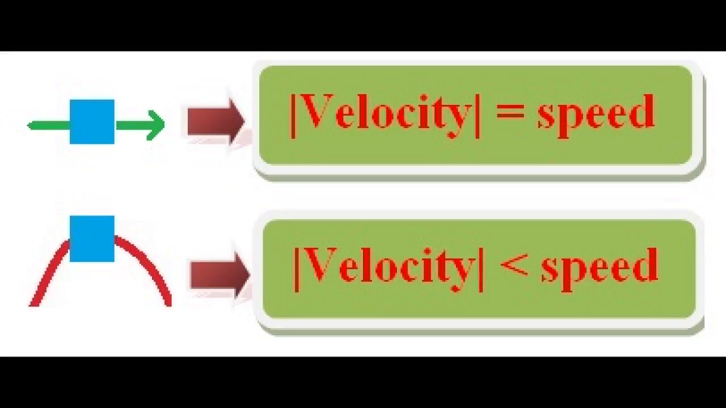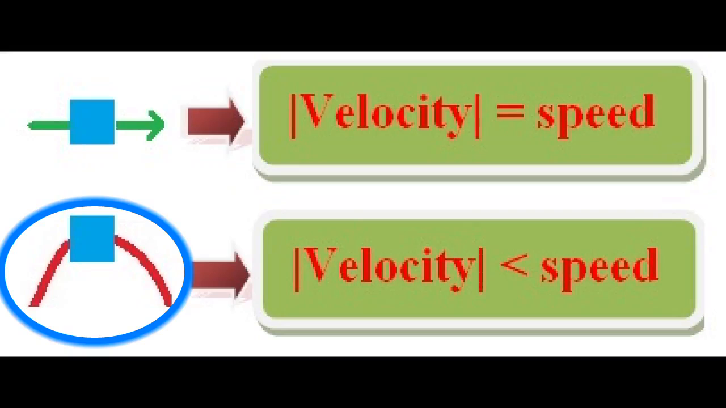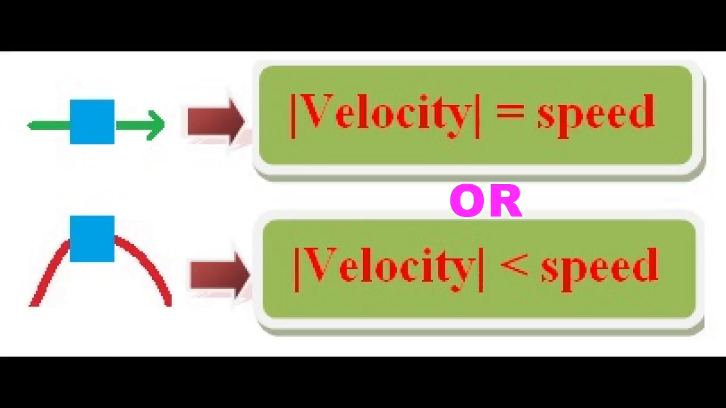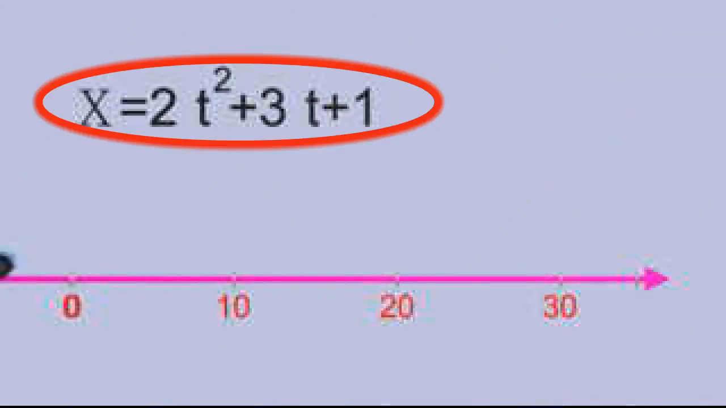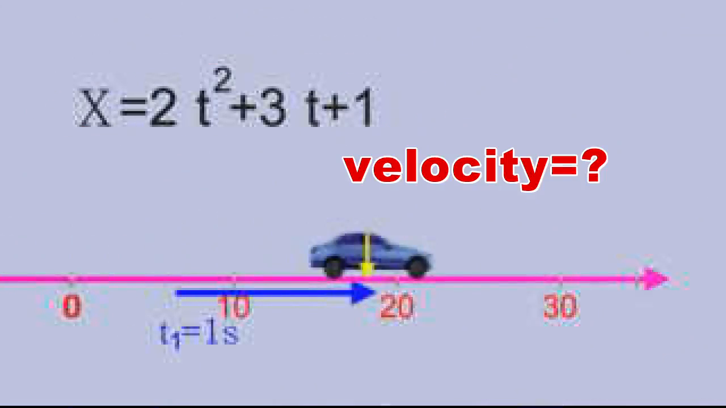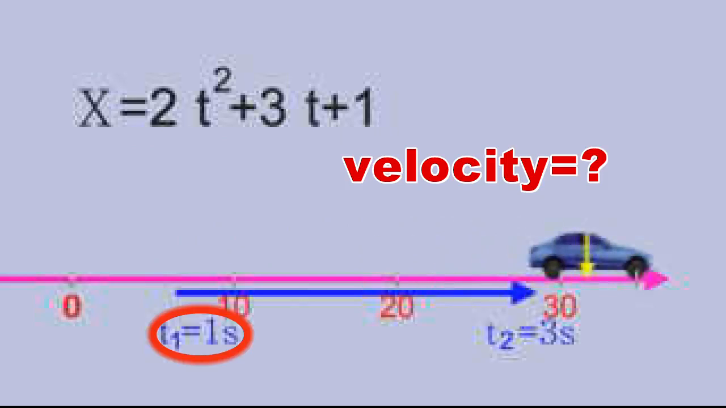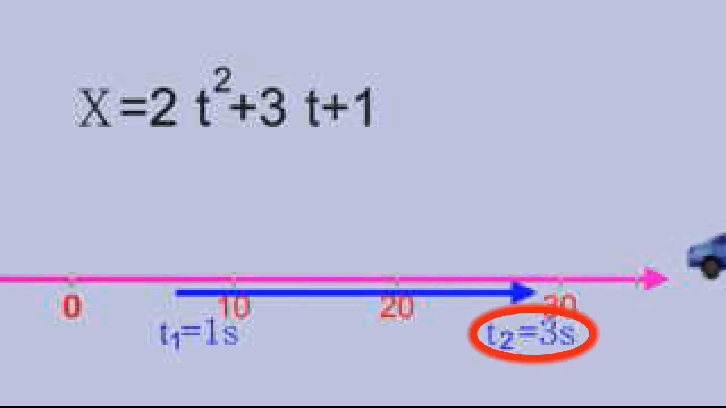Tip 3. If an object moves in a straight line, the magnitude of the displacement and the distance are equal, otherwise the distance is greater than the magnitude of the displacement. So in a certain period of time, the magnitude of velocity is equal to or less than the average speed. Example 2. The equation of position of a moving object in SI is as follows. Calculate its velocity from moment 1 second to moment 3 seconds.